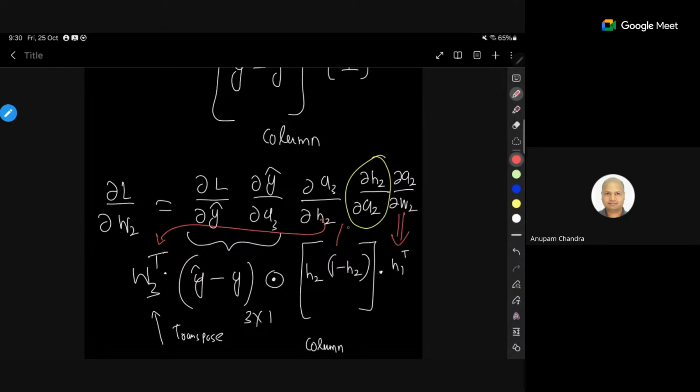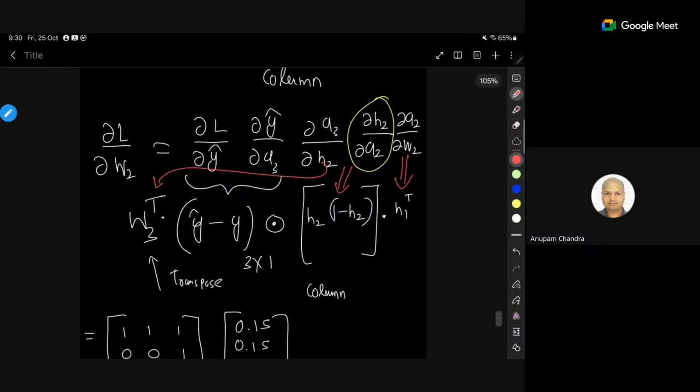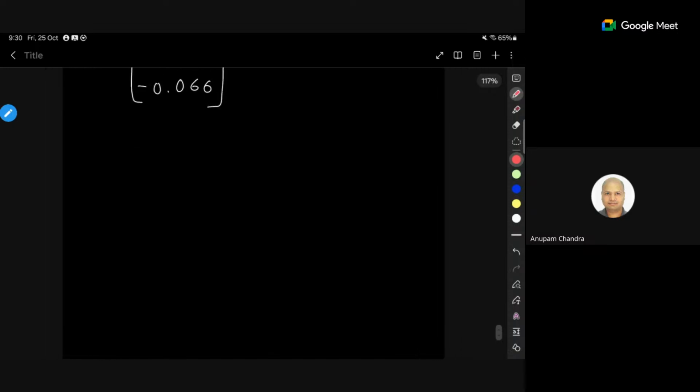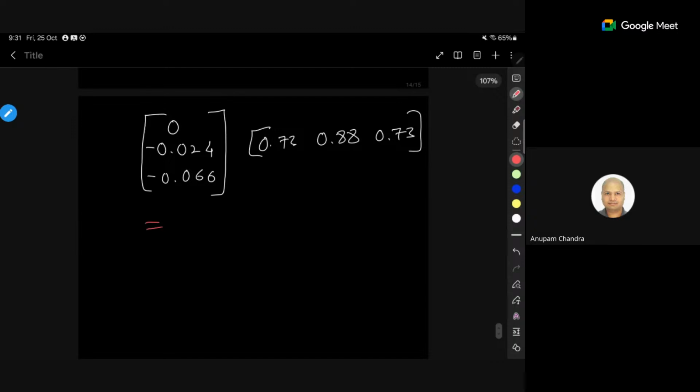This guy is here, and this one is here. So that's how it came out. Now I'll write the last one, and I'm not doing the multiplication here; you can figure out all of them. So now let's do the last one, which is with respect to W1. I always write all of them because I am teaching you, but you can definitely skip it.